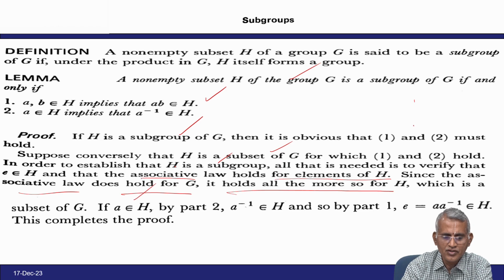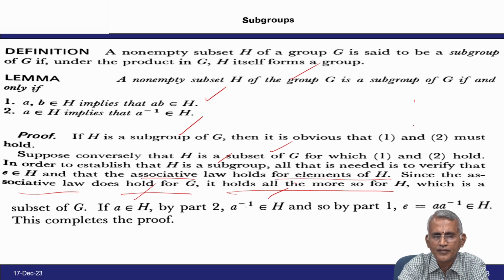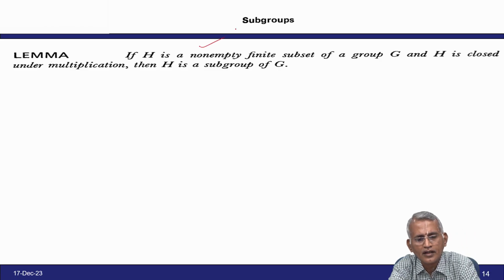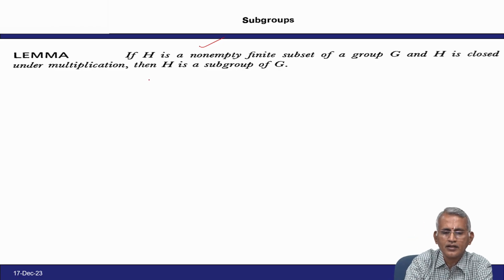So, if A is in H, part 2 of that statement says A inverse is in H. So, by part 1, E is equal to A inverse in H, therefore it satisfies the inverse property, which implies A in H implies A inverse in H. Then we have a lemma: H is a non-empty finite subset of a group G, and H is closed under multiplication, then H is a subgroup of G.